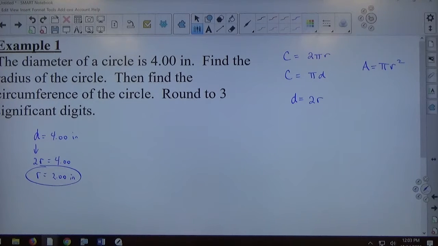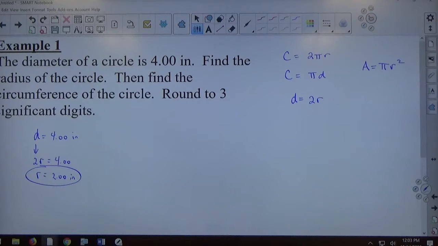It does say round to 3 significant digits. It didn't specify which to round, so I'm going to round them both to 3 significant digits. You can see that the diameter was given in 3 sig figs: the 4, and then the 0.00 after the decimal. Those unnecessary zeros after a decimal are significant if they're drawn. So that's 3 sig figs, and 2.00 is 3 sig figs.